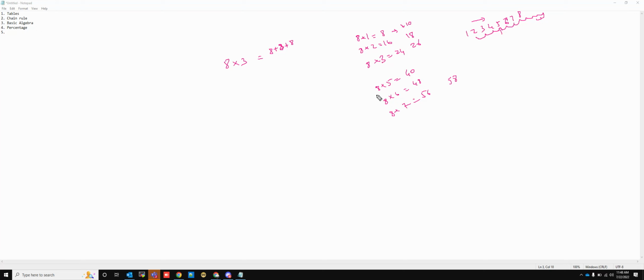Many people I have seen are doing the tables wrong. In the 8 table, you have to add 10 and subtract 2. In the 9 table, minus 1. In the 7 table, minus 3. Right?